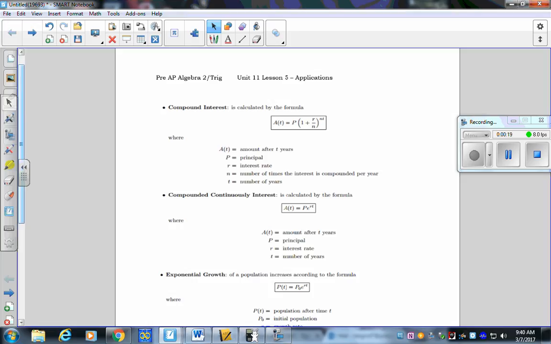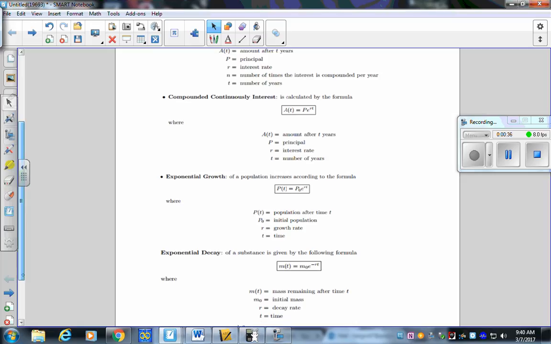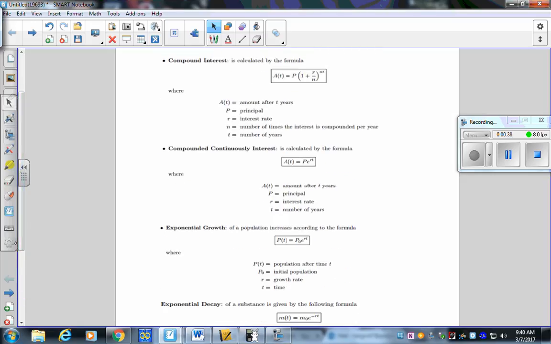Compound interest, you may compound X number of times a year, like quarterly, so 4 times, or semi-annually, twice. Compounded continuously, it's an ongoing thing. So we do have different equations there, and we'll see what that looks like shortly. Also exponential growth and exponential decay. And with decay, we're going to be taking a look at half-life in terms of compounds.